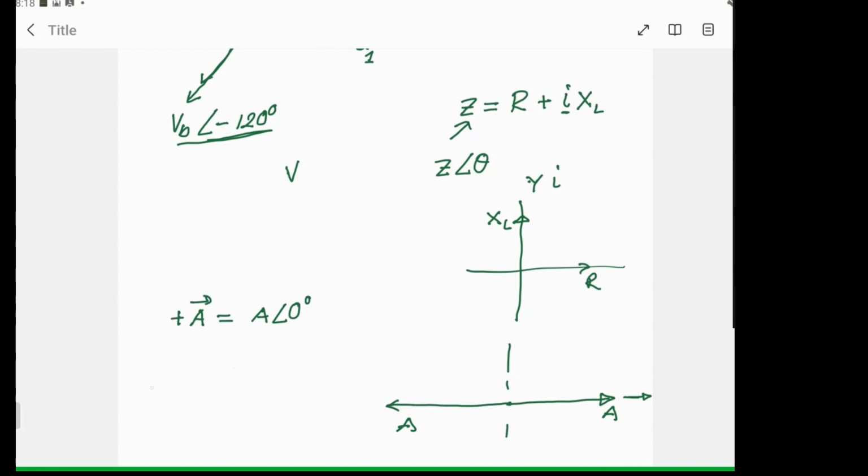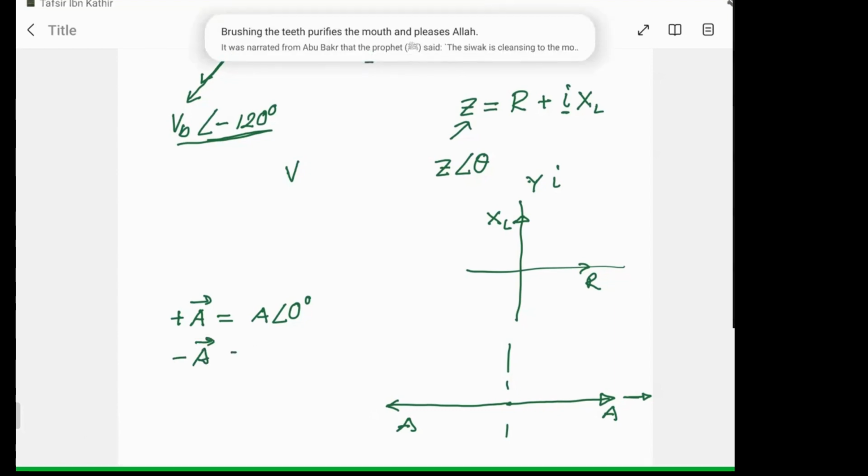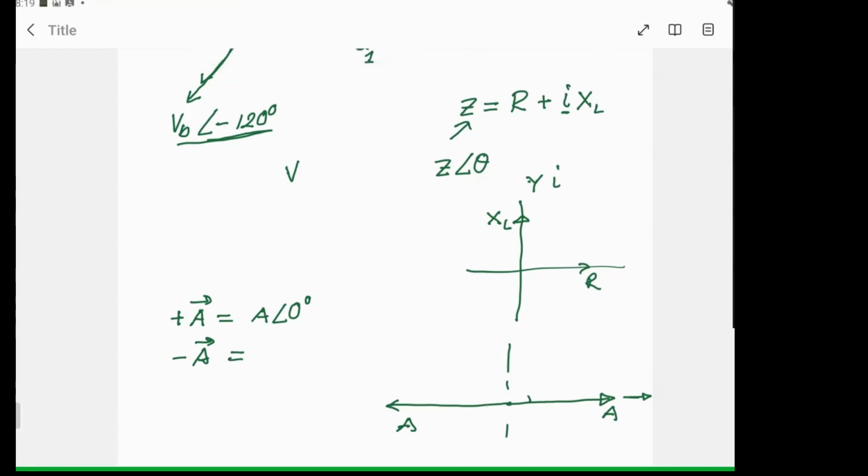My negative A, how can I represent this negative A? That means I have rotated this one in this direction. So if I start from here, I can go some angle here, then here, then here, then how many angles have I passed? It's 180 degrees, right? So that is A making an angle of 180 positive, right? So that is actually my negative vector.